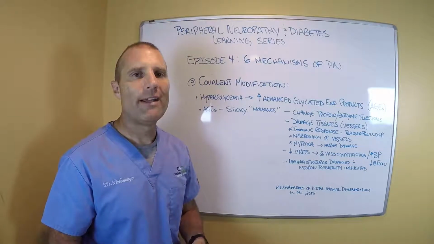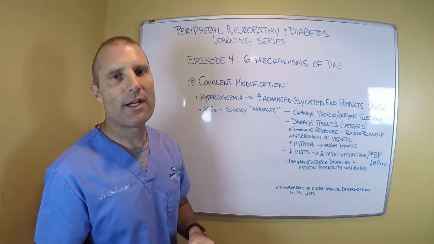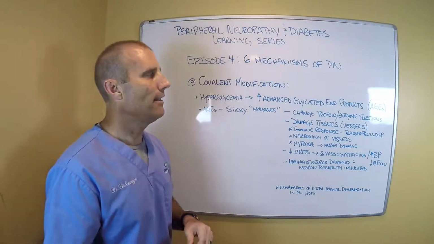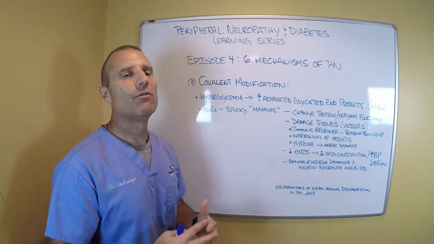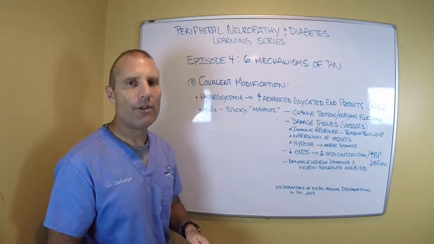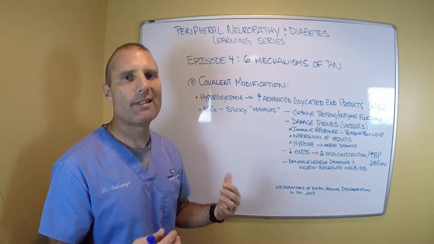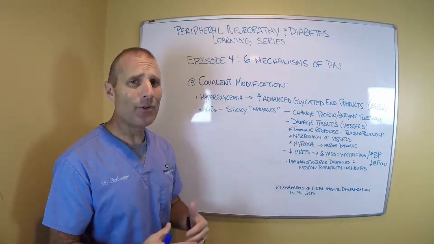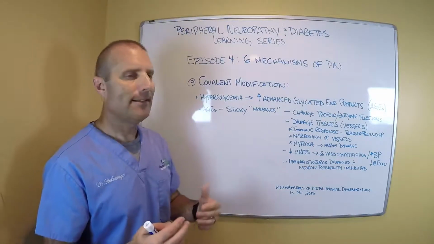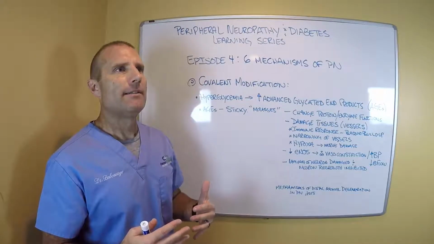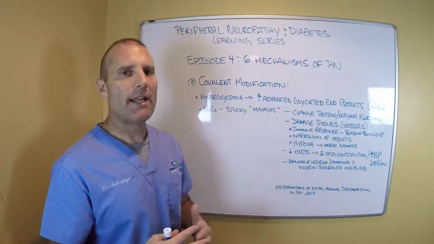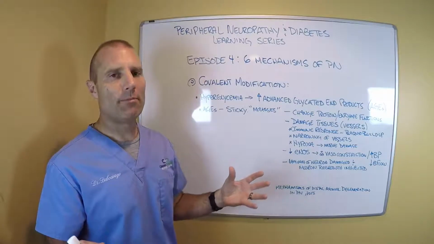The other thing that happens when you have the accumulation of these AGEs is that it decreases something called endothelial nitric oxide. So these advanced glycated end products actually inhibit the release of something called endothelial nitric oxide. So what does that mean? Endothelial nitric oxide is a type of nitric oxide that helps vasodilate, or open up our blood vessels.